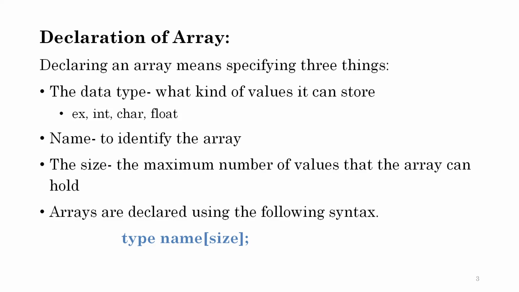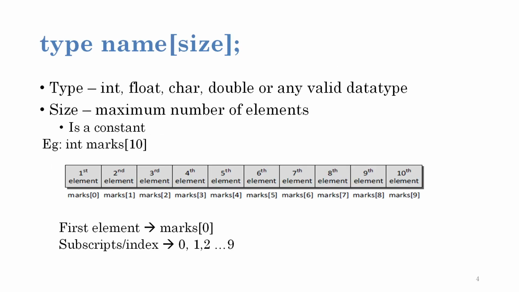How is the size declared? The number of values is the count of the array. An array can be declared using the following syntax: data type, array name, and size, ended with a semicolon. The type is a data type such as int, float, char, double. The size is the number of elements stored in the array.